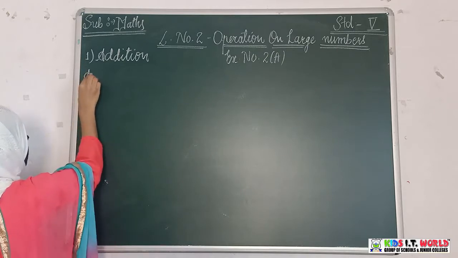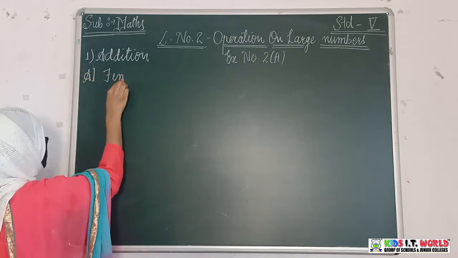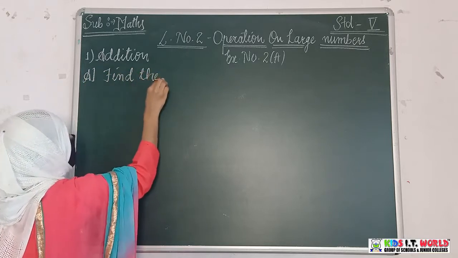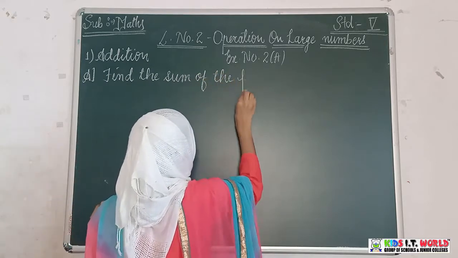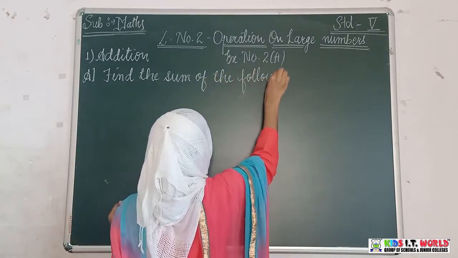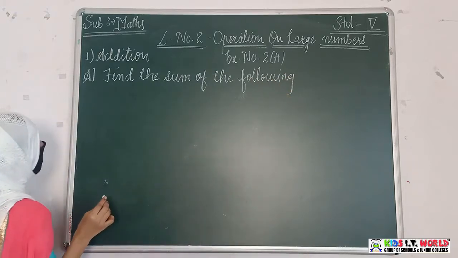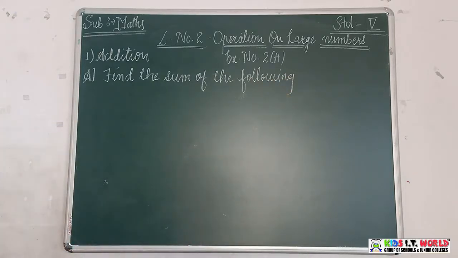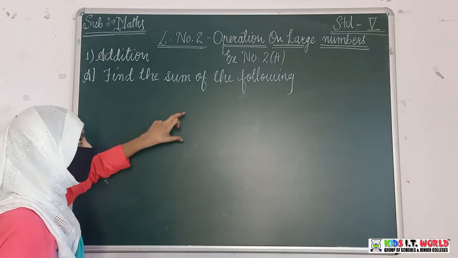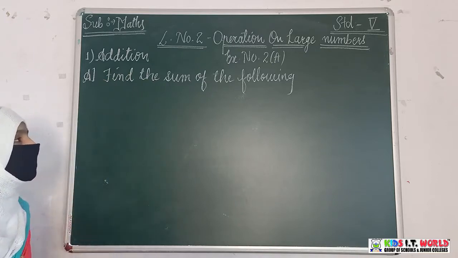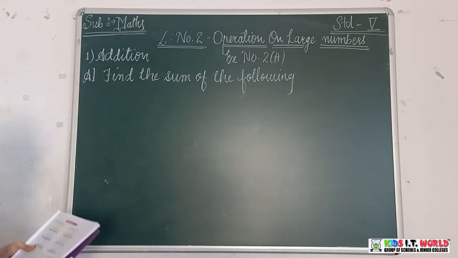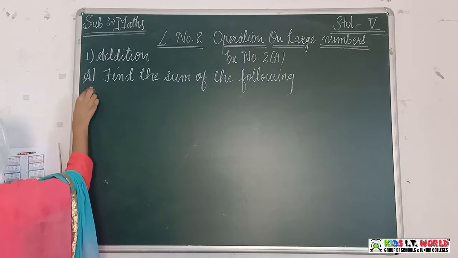Here is question number A. Find the sum of the following. Then see the questions in our workbook. They have given these questions with the numbers aligned, ones under ones, tens under tens, hundreds under hundreds. So directly you can copy the numbers from the workbook, page number 23. So we will see the example here.